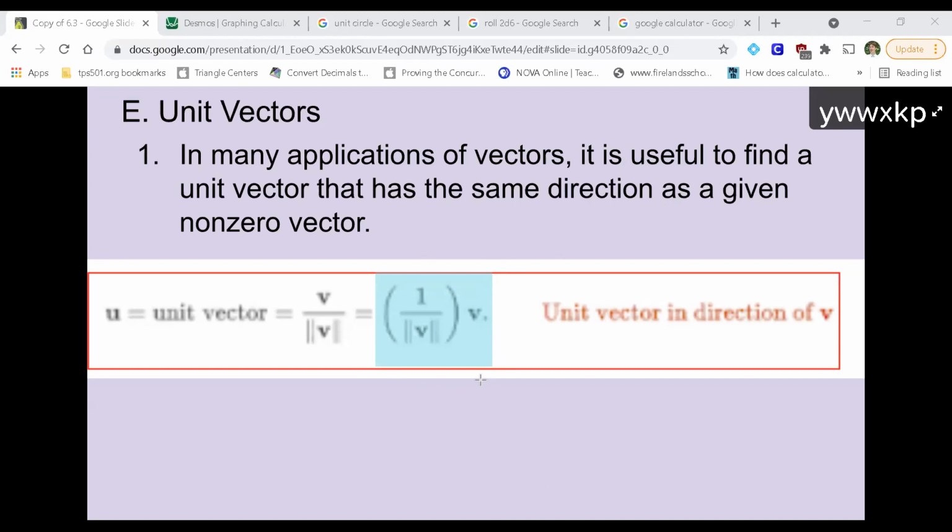Take 1 divided by the magnitude and multiply it by the vector. That will give you the unit vector.